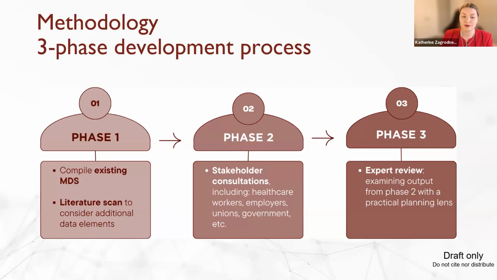In phase 2, we had stakeholder online dialogues where we gathered input on suitability of the drafted standard and its ability to collect necessary data to answer key planning questions. And those stakeholders included healthcare workers, employers, unions, government representatives, etc. In the third phase, we worked our way backward from the data elements that would be needed in a theoretical planning process to review our drafted standard against our original intent of generating a standard that would allow for better health workforce analyses for planning.